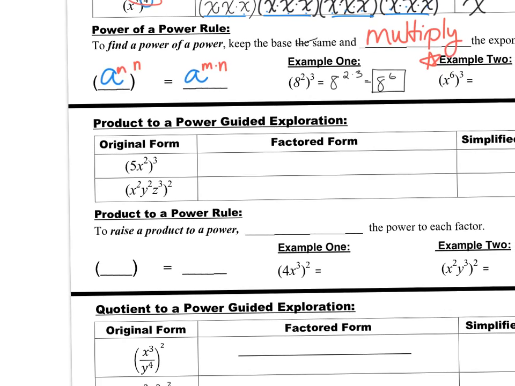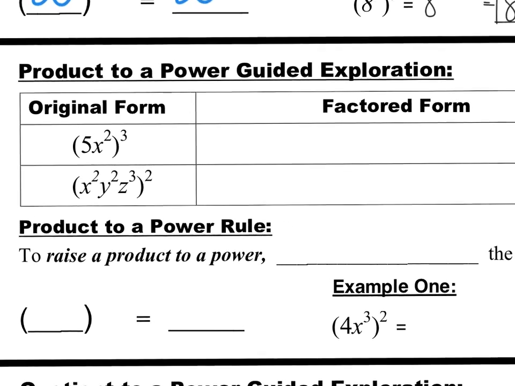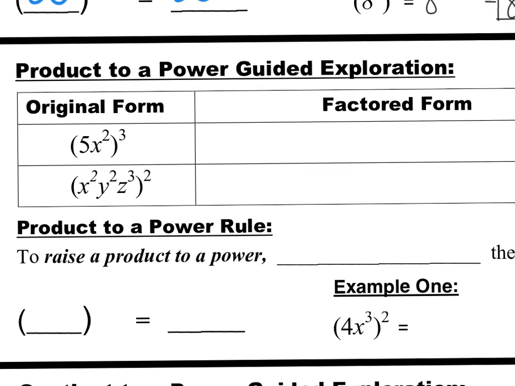Next, we're going to look at the product to a power. In original form, we have 5x squared raised to the 3rd power. So I'm going to write that in factored form. So 5x squared in factored form would be 5 times x times x. And since that is raised to the 3rd power, I'm going to write that 3 times.